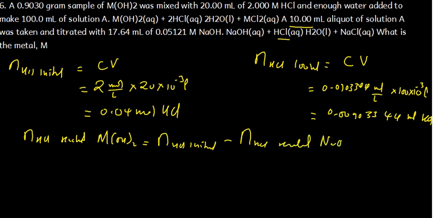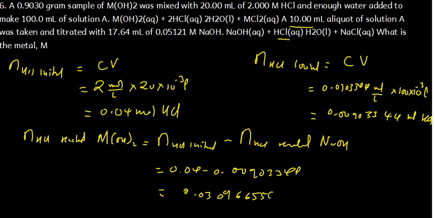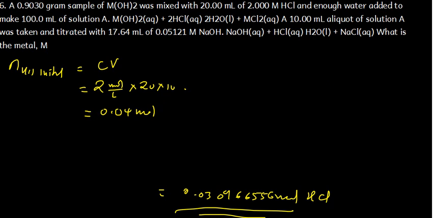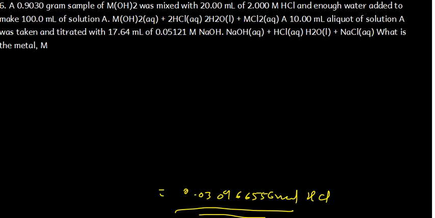sodium hydroxide, and that is going to give us 0.04 minus 0.00903344, and so that gives us a value of 0.030966556 moles of hydrochloric acid. These are the moles of hydrochloric acid which reacted with this compound which we don't know. So if these are the moles which actually reacted from the first equation, we can determine how many moles of that compound reacted.